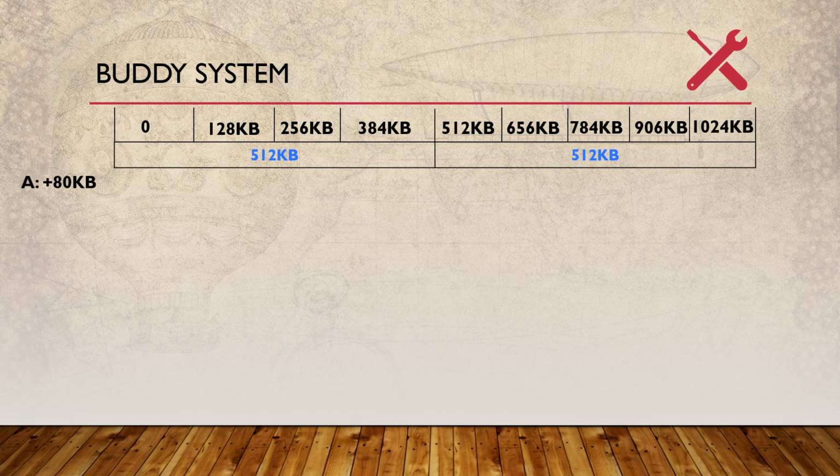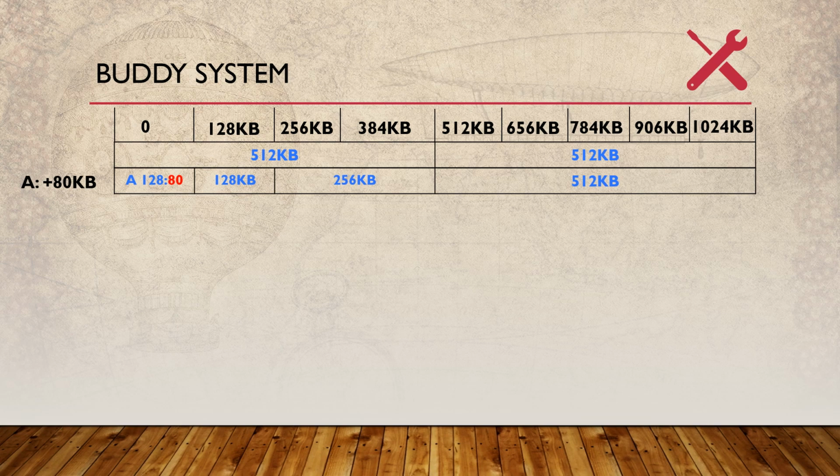So now first, memory A requests to allocate 80 KB into the system. So I would like to divide the 512 in half again, which is 256 and 256 KB. And now actually the 256 is also quite large for the 80 KB to allocate. So I would like to divide it in half again, which is 128 and 128 KB.